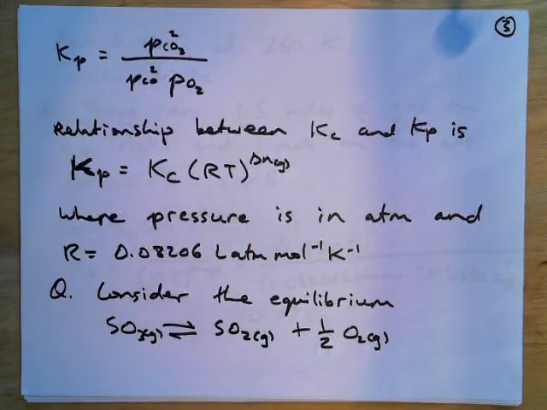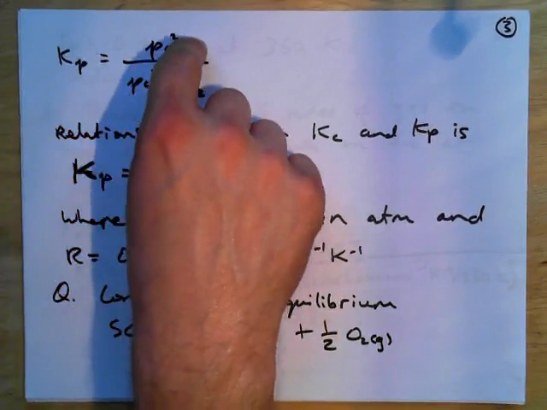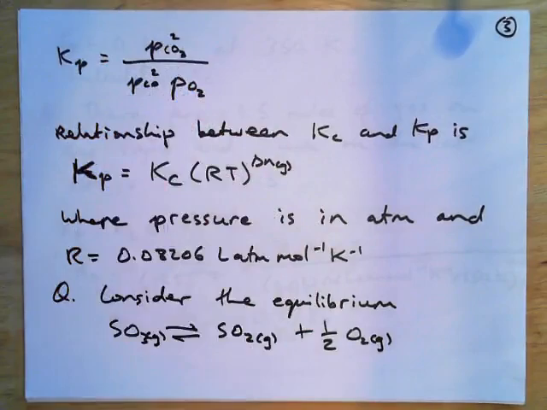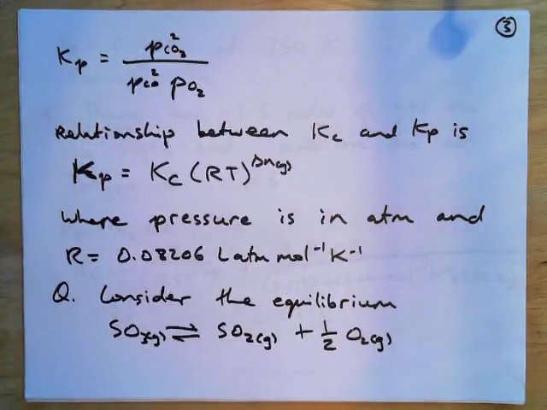We can also write the equilibrium constant in terms of pressure. So we could have the partial pressure of CO2 and the partial pressure of carbon monoxide and the partial pressure of oxygen, and they've got the powers there for those species.